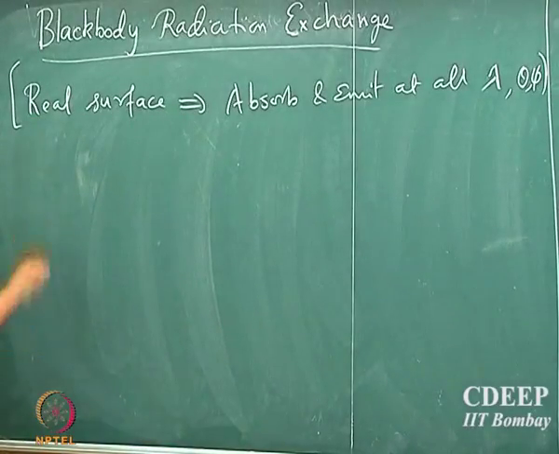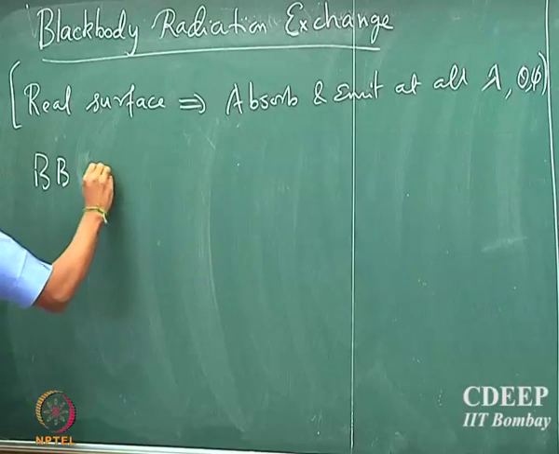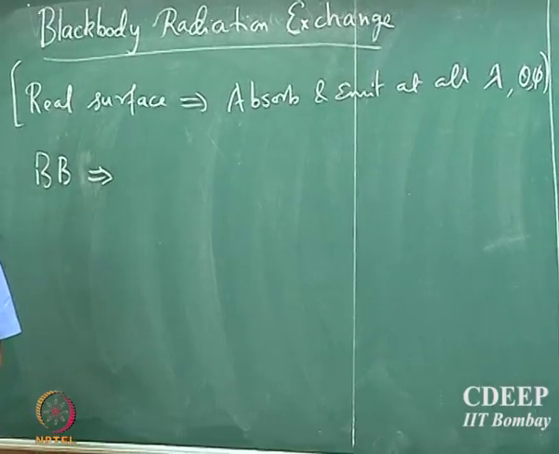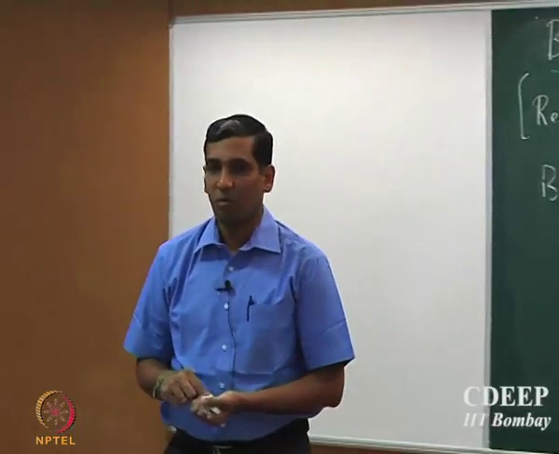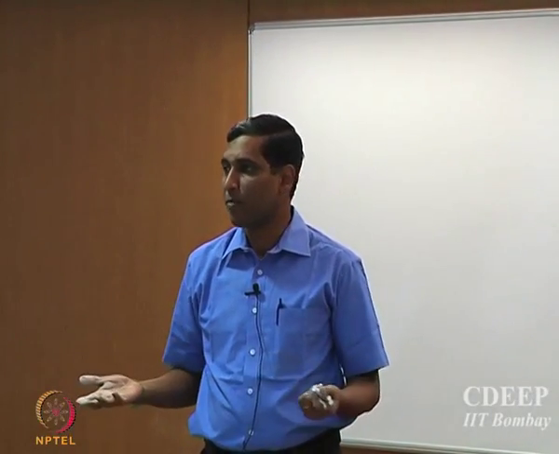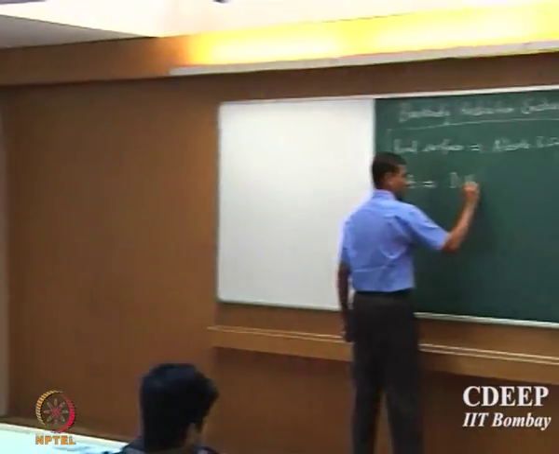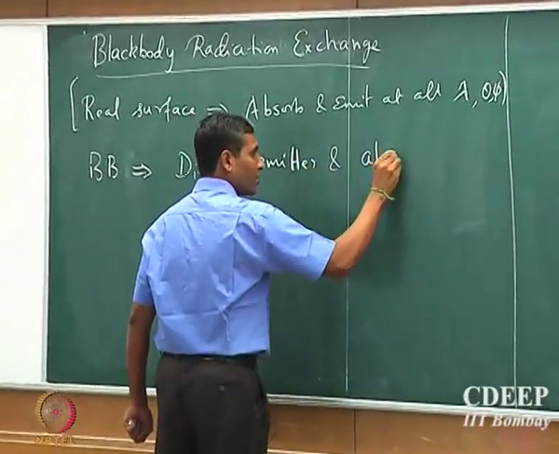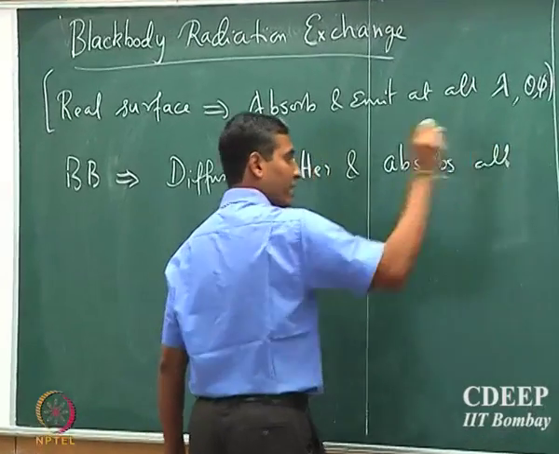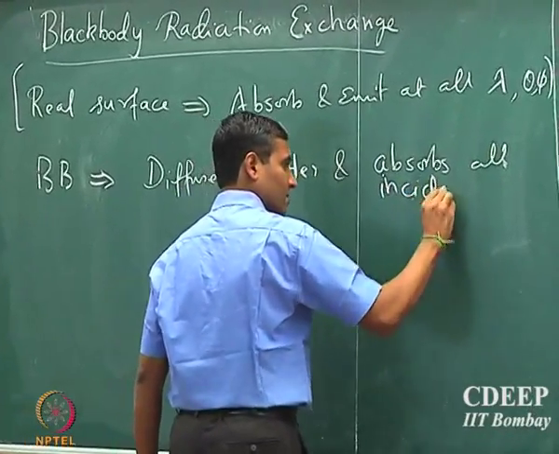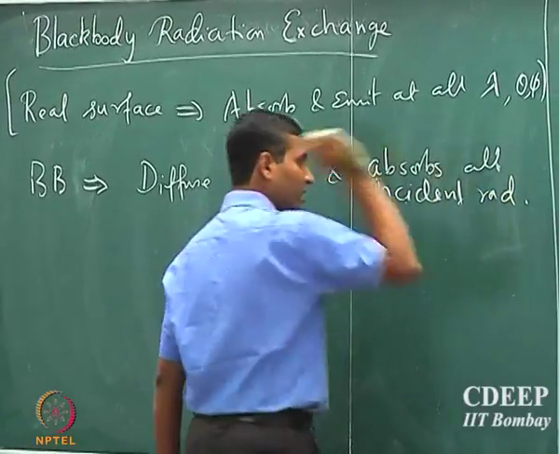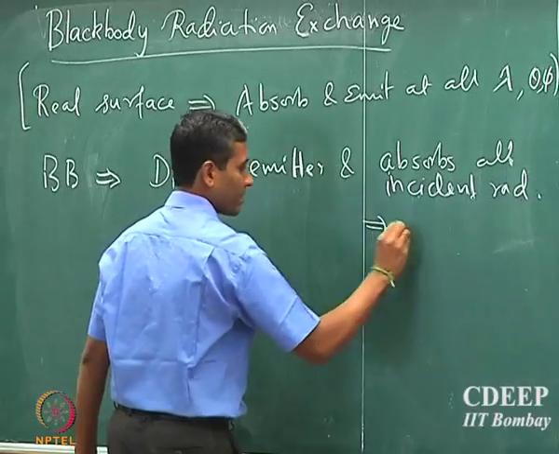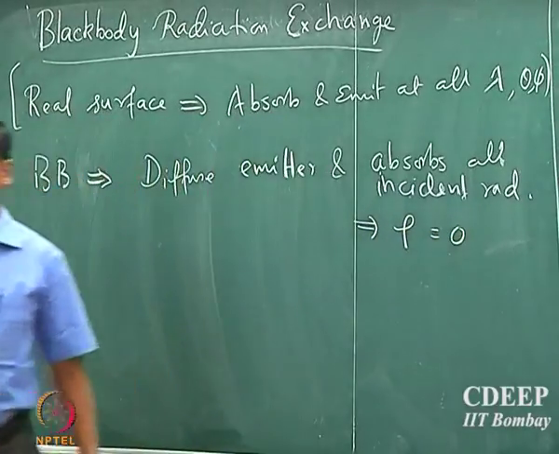Okay. But with a Blackbody, we have a special property. What is that property? What's the special property of a Blackbody? It absorbs all incident radiation, right? So a Blackbody is a diffuse emitter and absorbs all incident radiation, which means that reflection is 0, right? So this simply means that reflectivity is 0 for a Blackbody.